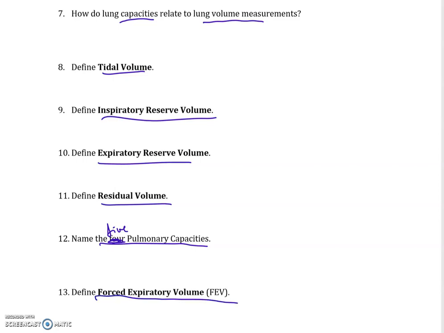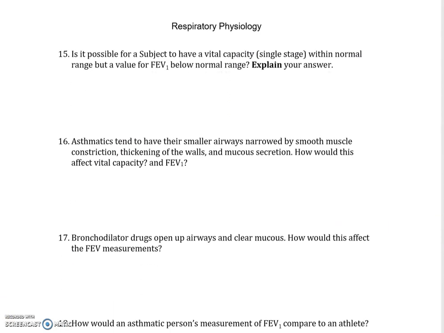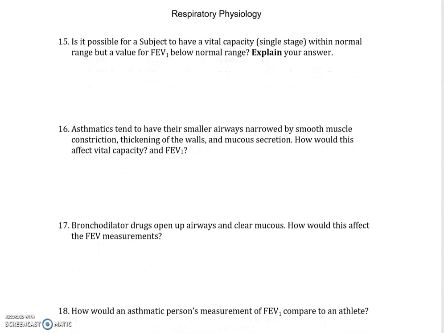Define forced expiratory volume. That is the volume of air that you can get out of your lungs, that you can exhale if you really try. And the most significant measurement here is usually the FEV1, and that number is different for people that have obstructive lung disease. Okay, so moving on to 15. Is it possible for a subject to have vital capacity within normal range, but a value of FEV1 below the normal range? Well, that's asthma right there.